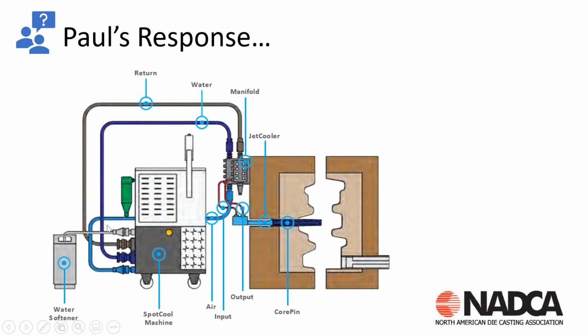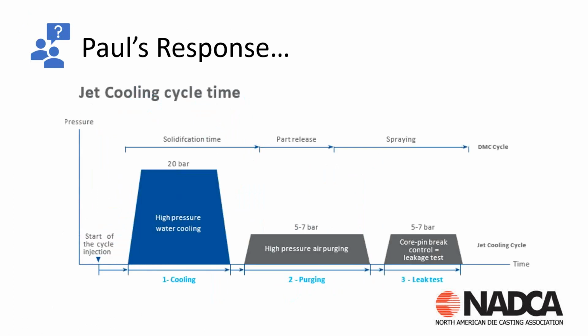We've got a return line. And so this device can do multiple cores depending on the size of the device. Bigger devices can do more cores, and so you can have multiple jet cool components in your tooling.